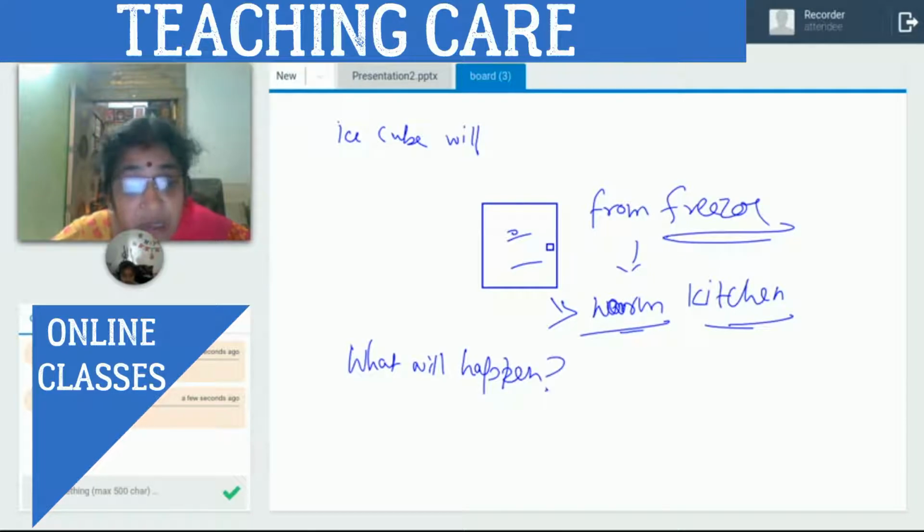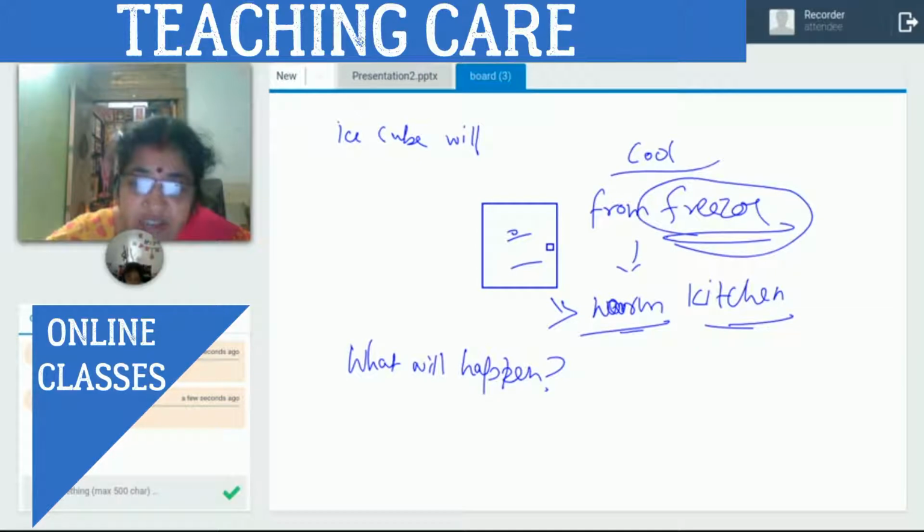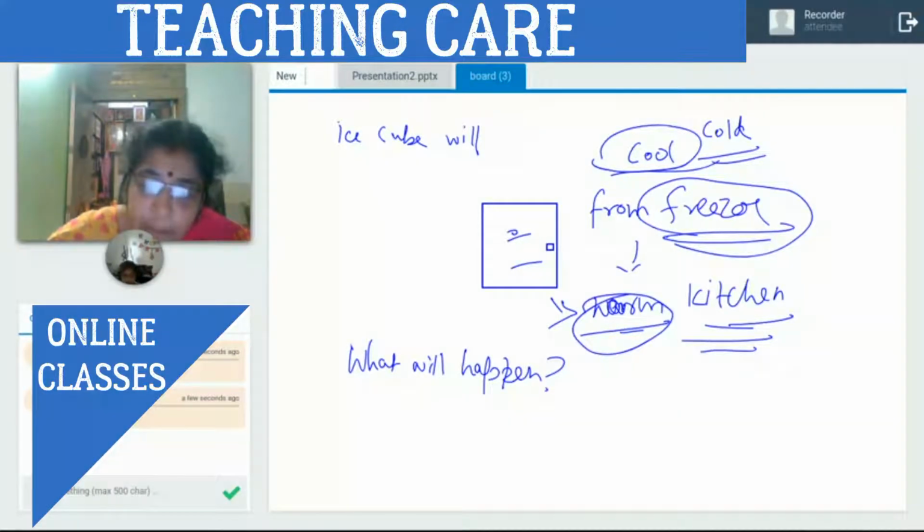It will freeze because the temperature in the freezer is cool. In the freezer of a refrigerator, the temperature is cold, right? But in the kitchen, I have already told you it's a warm kitchen, right? So what will happen to the cube? It will freeze? Will it freeze?